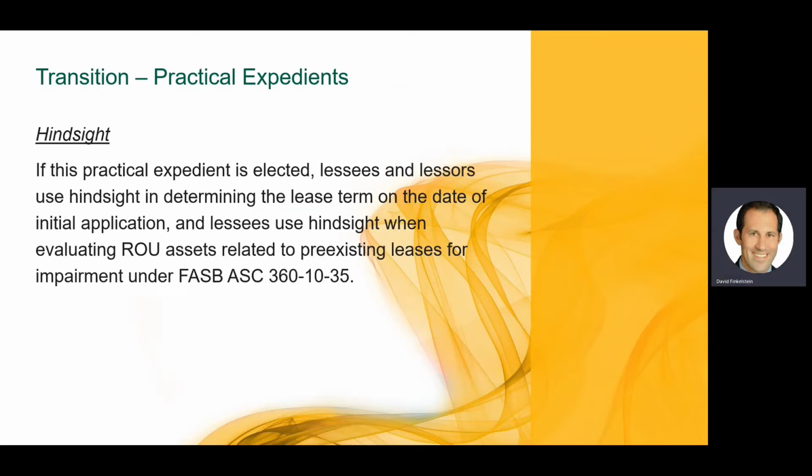So for hindsight, this practical expedient means that if you elect it, you would use hindsight to determine the lease term on the date of initial application and when you evaluate your assets for potential impairment under FASB ASC 360. So you would go back to the prior year and reassess in determining whether or not you would have a renewal that you would apply or consider. So in 2022, upon adoption, if you did not know in 2021 whether or not you would renew, but in 2022 you made that decision, then you would go back and apply it as if you had made that decision in 2021 and calculate it then.